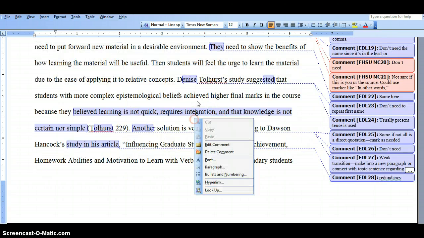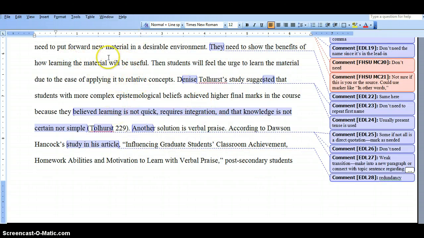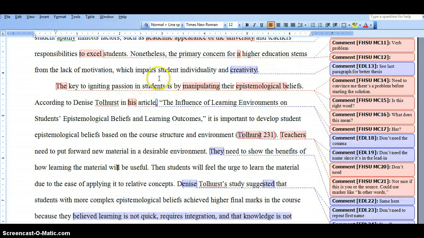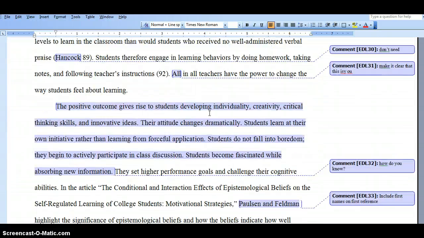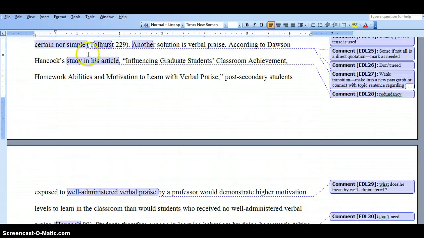And then the biggest problem with this particular paragraph is you have this thing about epistemology, and then you jump down to another solution, verbal praise. This is a very weak transition. It's basically, here's something else, but that doesn't really fit with the paragraph, particularly if the paragraph is about manipulating or something to do with epistemological beliefs, ideas, relationships to knowledge. So either decide what you want to talk about. Maybe you don't need both. Maybe instead you need another paragraph, something like that.